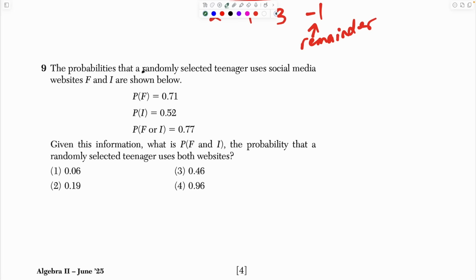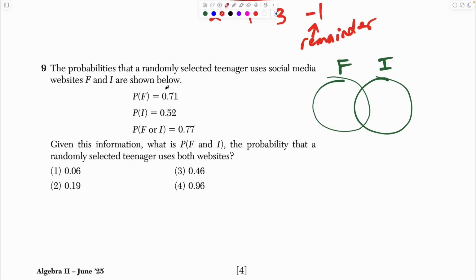Question 9, the probabilities that a randomly selected teenager uses social media websites F and I are shown below. So here are the probabilities, and then given this information, what is the probability of F and I, the probability that a randomly selected teenager uses both websites. So for questions like this, I'll be honest, I forget the formulas quite often. However, what I like to do for questions like this is draw out a Venn diagram to help me remember the idea of how the probabilities connect into an equation.